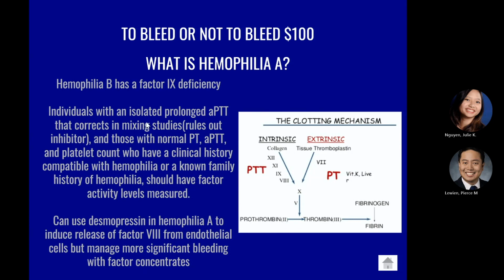After the mixing study is done, those with normal PT, APTT, and platelet count who have a clinical history compatible with hemophilia or a known family history of hemophilia should have factor activity levels measured. Usually we can use desmopressin in hemophilia A to induce the release of factor 8 from the endothelial cells. But in patients with more significant bleeding, we have to give factor concentrates.